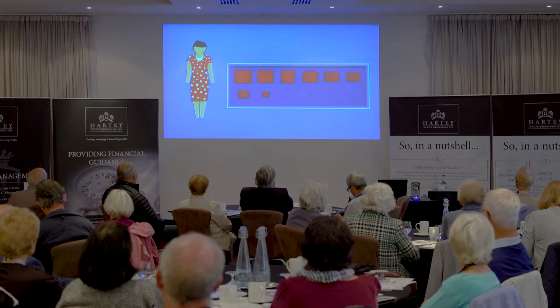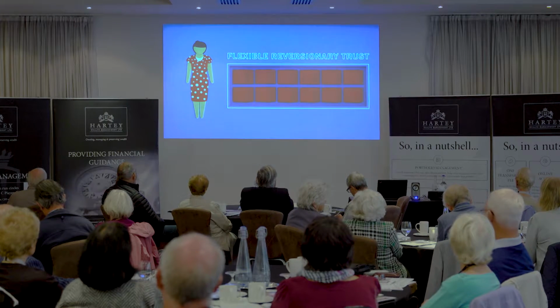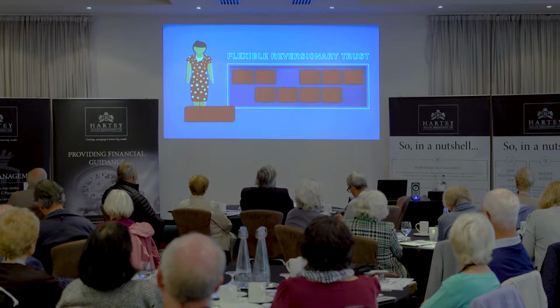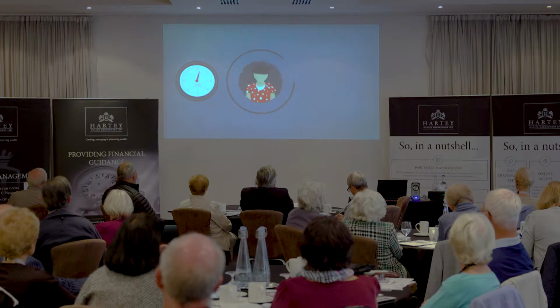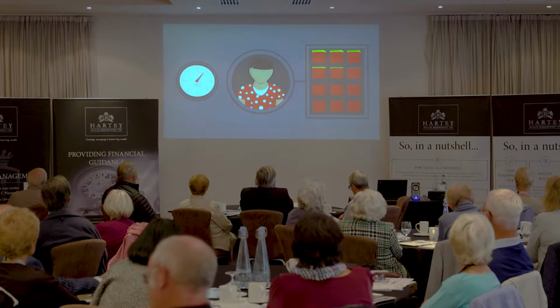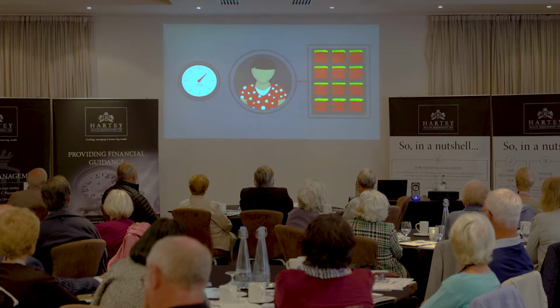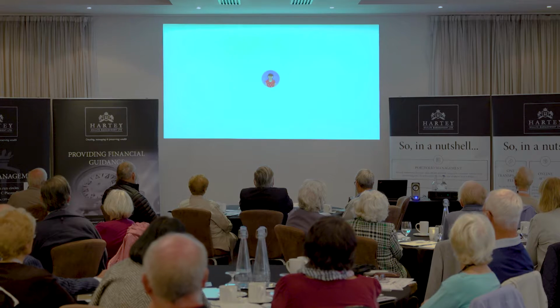By investing in policies which are then held under a flexible reversionary trust, you retain access to flexible yearly payments. Investing in the trust will start a 7-year clock, after which the investment will sit outside of your estate for inheritance tax purposes. And any growth on the money is outside immediately. So how does it work? Let's look at an example.